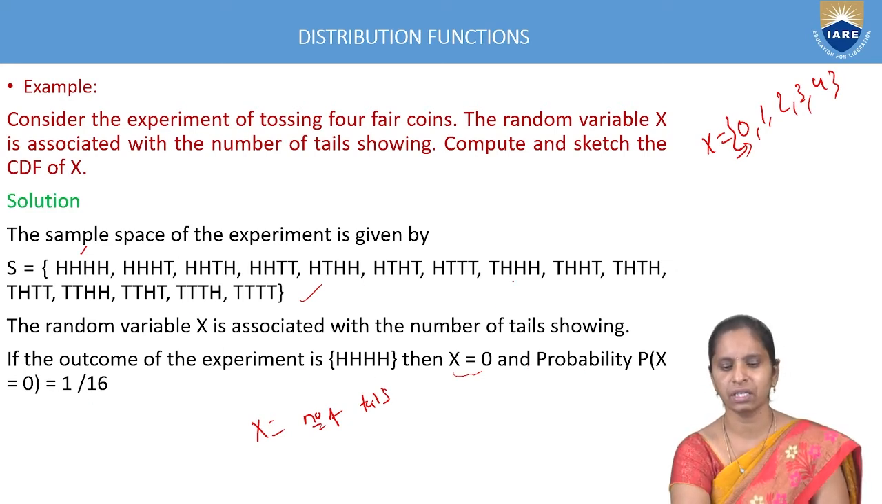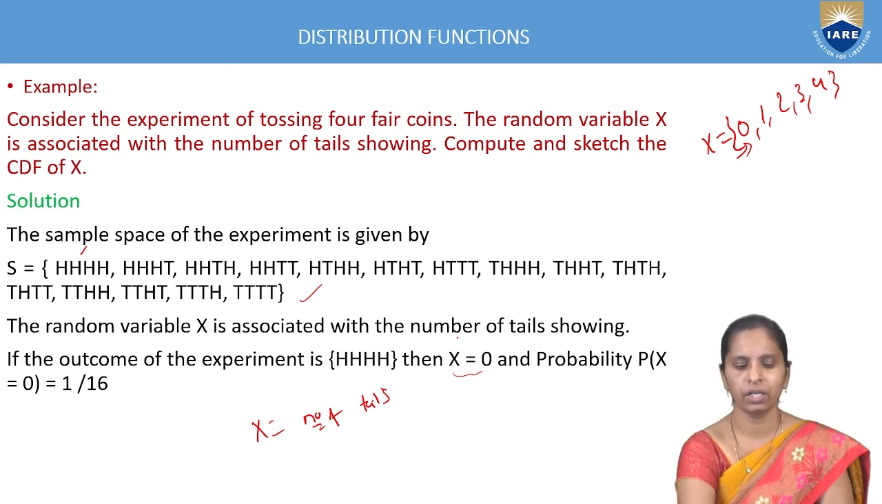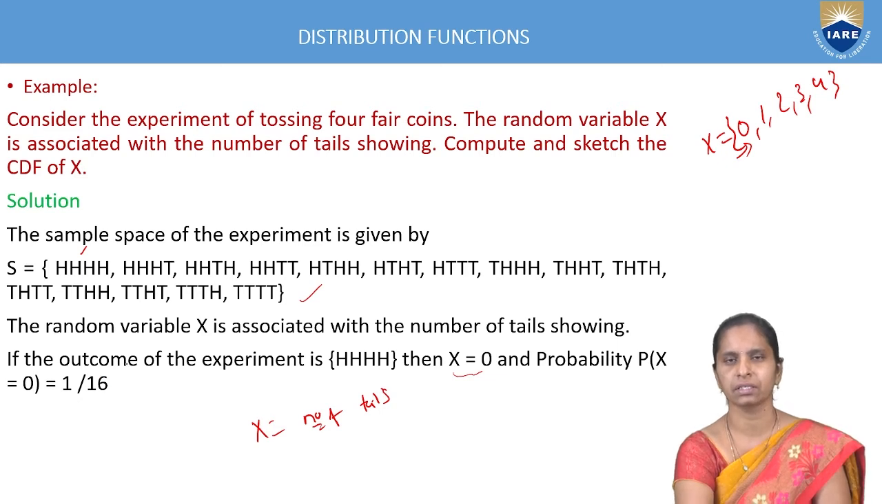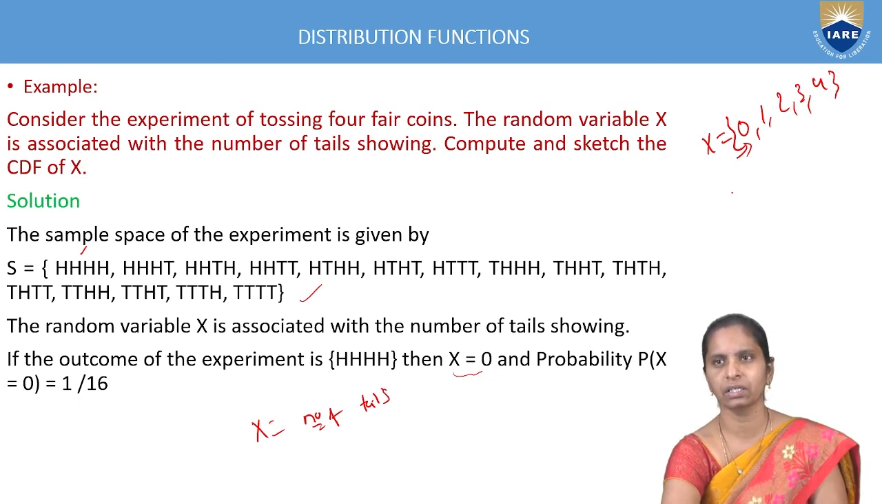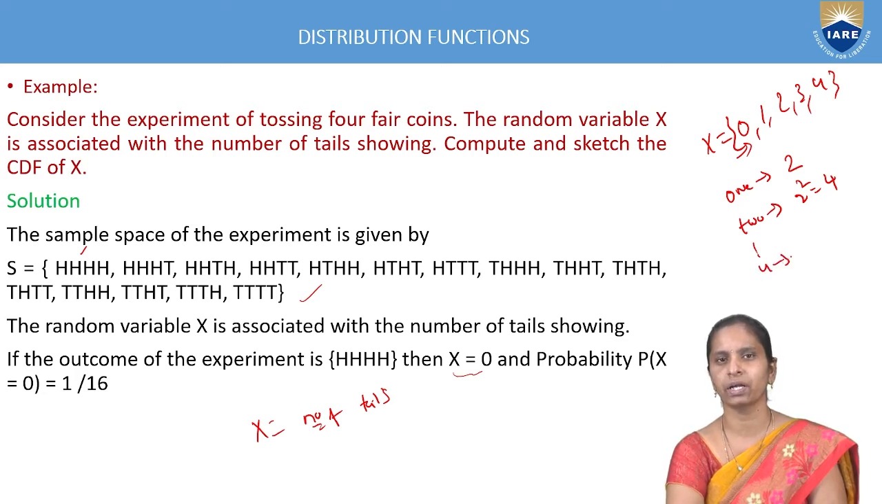Then what is P of x equals to 0? So totally I have 16 elements. Out of 16, only 1 possibility is there. Then the probability is equal to 1 by 16. Because when I toss a coin once, the sample space consists of 2. If I toss 2 coins, then the sample space consists of 2 square, nothing but 4 elements. If I toss 4 coins, the sample space consists of 2 power 4, nothing but 16. So in total it consists of 16 elements.